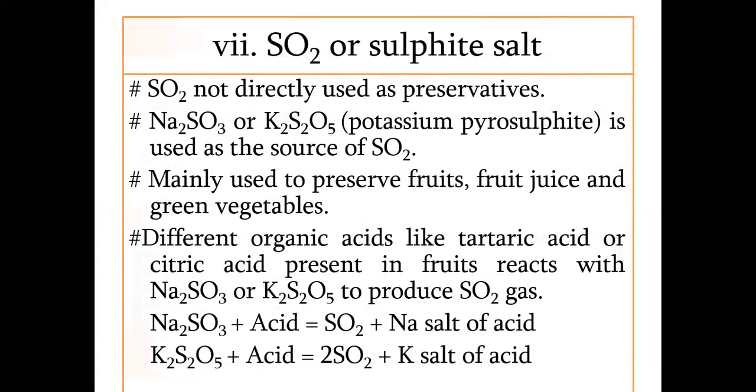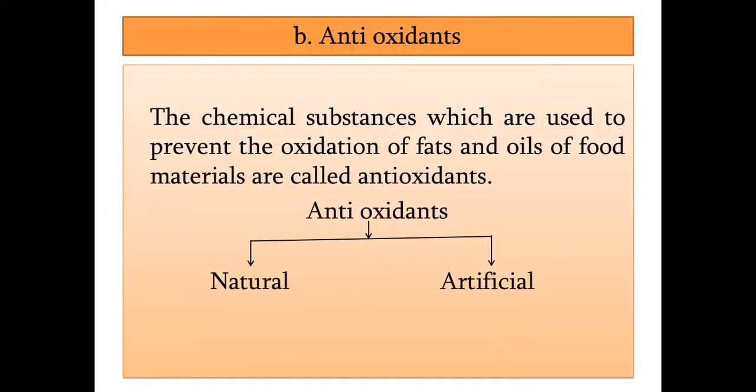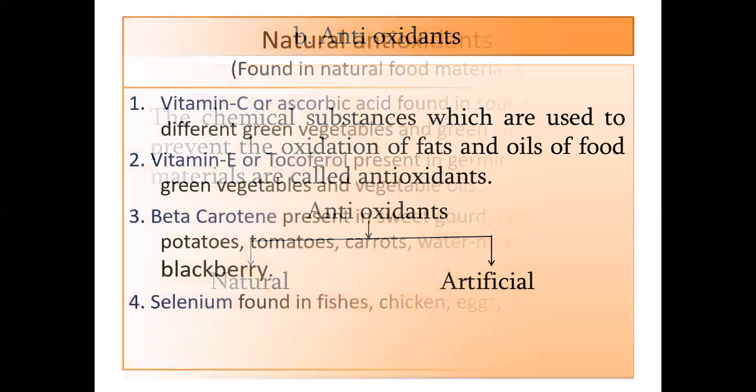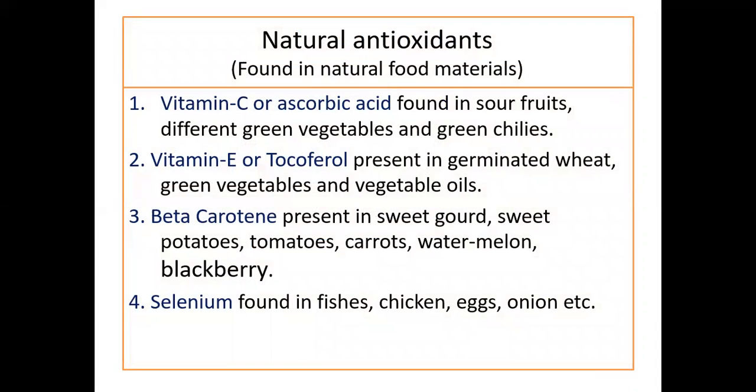And number two, antioxidant. What is an antioxidant? The chemical substances which are used to prevent the oxidation of fat and oil of food materials are called antioxidants. Antioxidants may be natural and artificial. Natural antioxidants are found in natural food materials. Vitamin C or ascorbic acid is found in sour fruits, different green vegetables and green chilies.